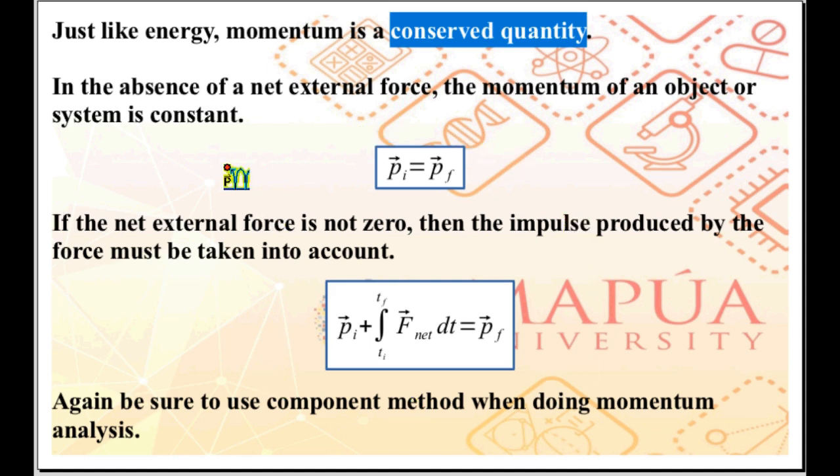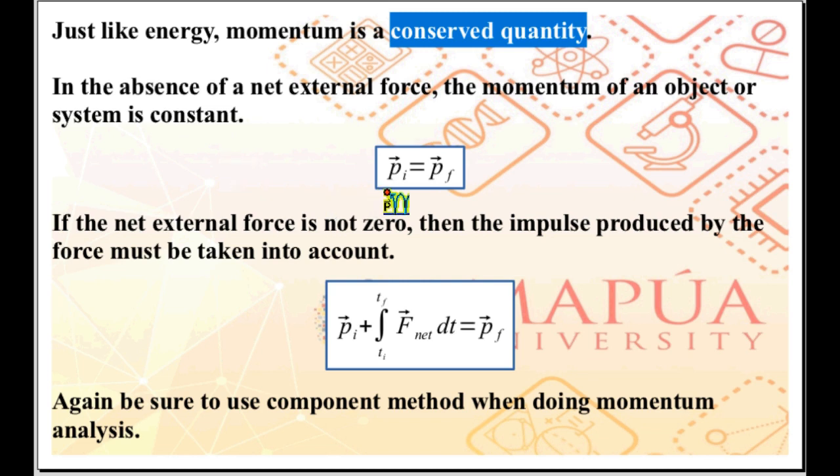You'll recall our discussion on momentum, we mentioned impulse. Impulse is change in momentum. F net is equal to dp over dt. If there is the presence of an external force, the momentum of the object will change. In the absence of a net external force, the momentum of an object is constant.